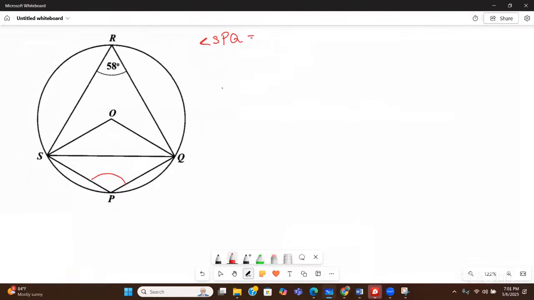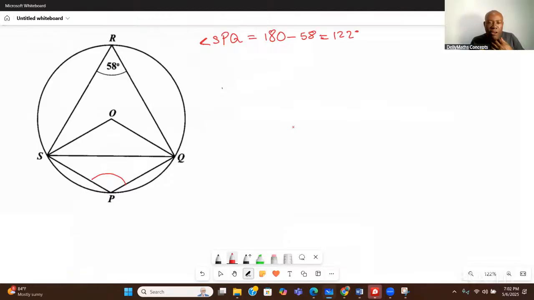Yes, the answer for the question is 122 degrees, sir, because the angle R is 58 degrees, so you subtract that from 180 degrees, because the opposite angles in a cyclic quadrilateral inside of a circle add up to 180 degrees. Very good. That's it. Couldn't have said it better.